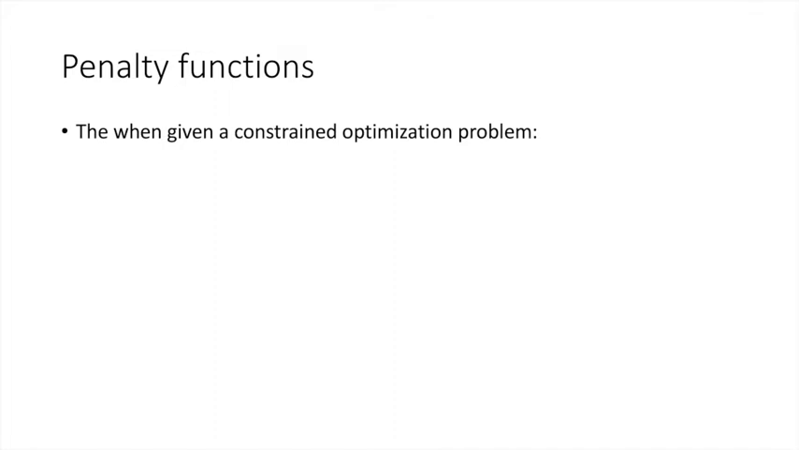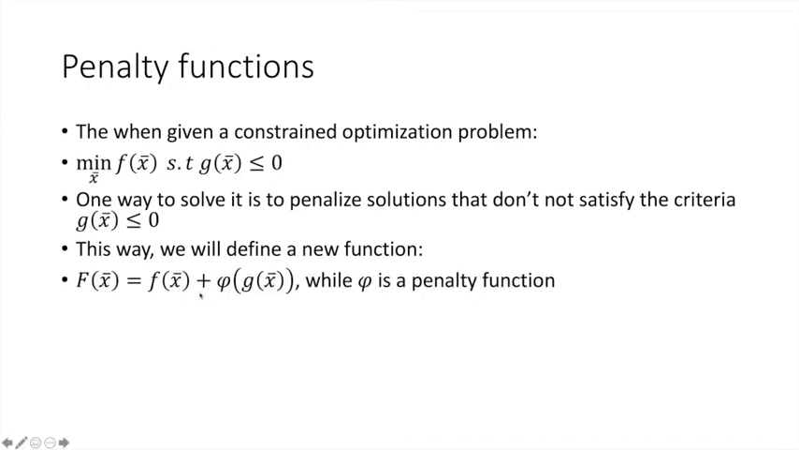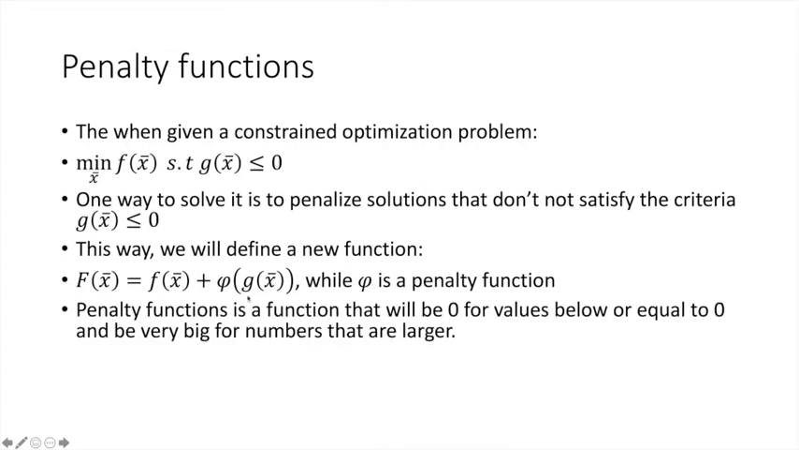Penalty functions are a powerful tool for numerically solving constraint optimization problems. So when we're given a constraint optimization problem, such as minimize f of x given that g of x is smaller or equal to 0, one way to solve it is to penalize solutions that do not satisfy the criteria g of x smaller or equal to 0. This way we'll define a new function, big F of x, equal to f of x plus phi of g of x, where phi is a penalty function. A penalty function for an inequality constraint would be 0 for values below or equal to 0 and would be a very big number for numbers that are larger.